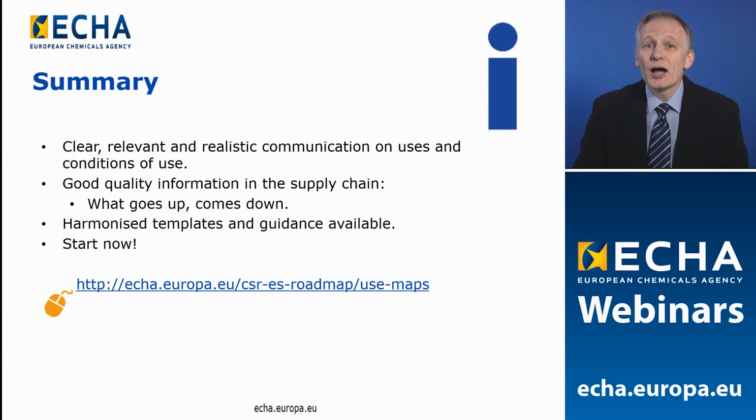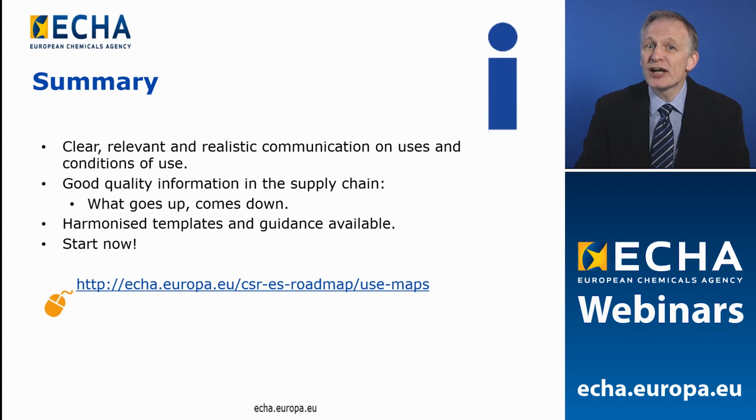So, I'm coming to the end of my presentation on use maps and their benefits. Before ending, I'd like to summarise what you've heard. Firstly, use maps provide clear, relevant and realistic communication on uses and conditions of use for registrants and downstream users alike. Second, the quality of information in the supply chain relies heavily on the exchange of information between downstream user and the registrant. What goes up comes down.